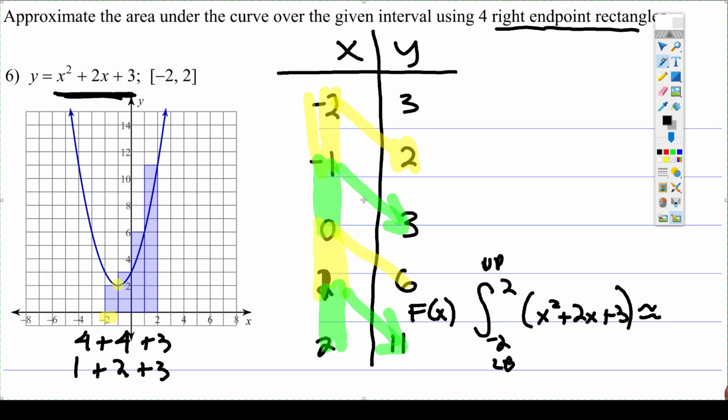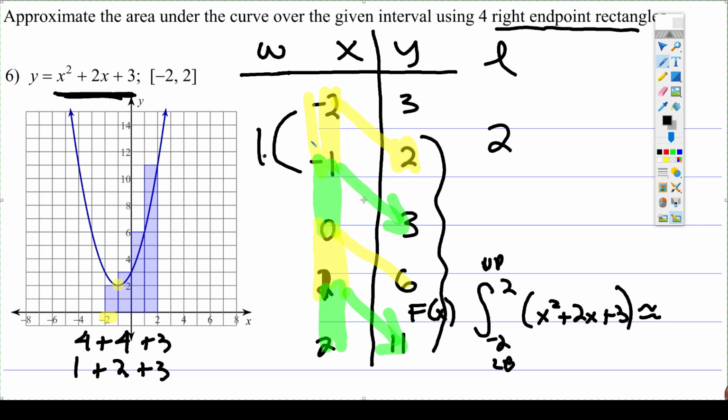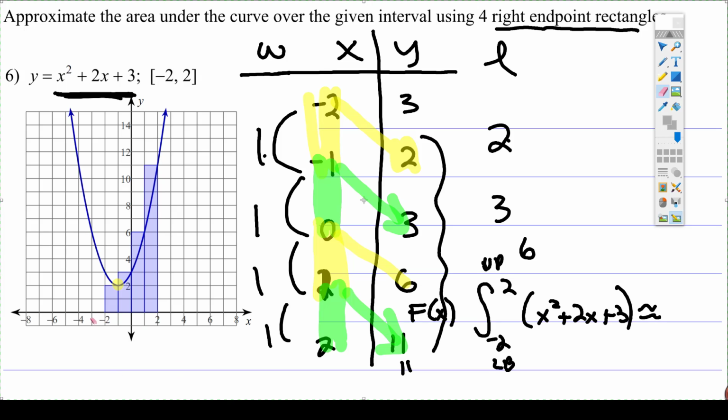All right. The other thing you're going to do is remember this is the width, and then those are the length. So we have from here to here, that's a width of 1, a length of 2. We have from here to here, a width of 1, a length of 3. Width of 1, length of 6, width of 1, and then we've got that 11 right there. So that's all. I'm going to have to erase a bunch of stuff now. Sorry about that. Oh, I can do it over here.